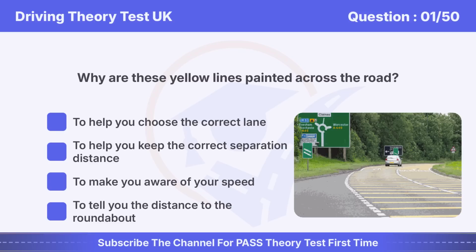Question 1. Why are these yellow lines painted across the road? Option A. To help you choose the correct lane. B. To help you keep the correct separation distance. C. To make you aware of your speed. D. To tell you the distance to the roundabout.